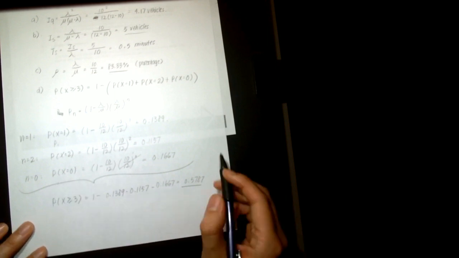So if the question was worded as, what is the probability that there are more than 3 cars, so not just 3 or more cars, but more than 3, you would also include the probability that there are 3 cars ahead of you. So P(x equals 3), and you would subtract that from this equation here.